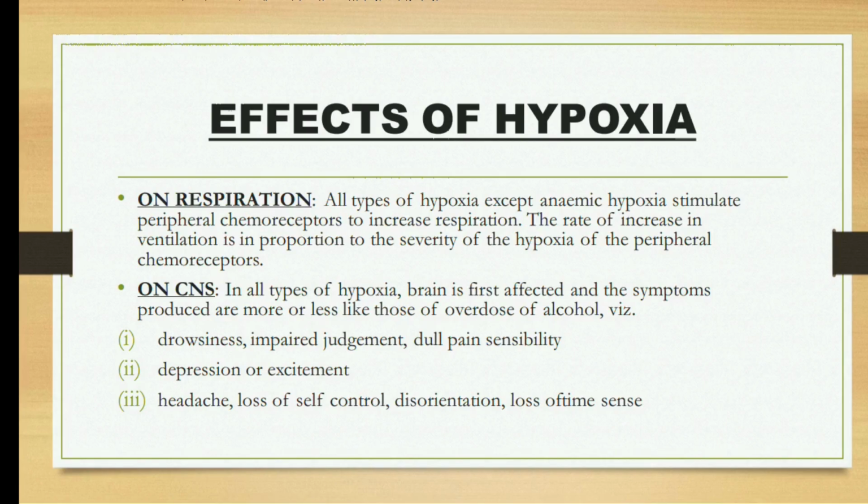In all types of hypoxia, brain is firstly affected, and the symptoms include those like an overdose of alcohol. Just like on overdose of alcohol, the symptoms like drowsiness, impaired judgment, impaired vision, blurred image formation, those same are the symptoms caused on the CNS. Other symptoms include depression or excitement, headache, loss of self control, disorientation, and loss of time sense.